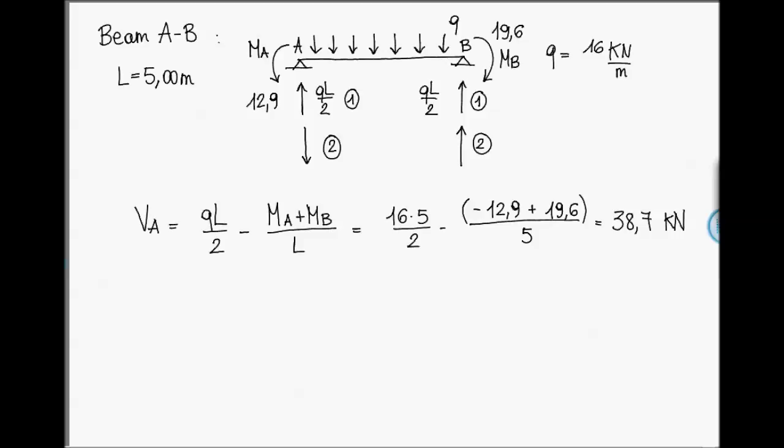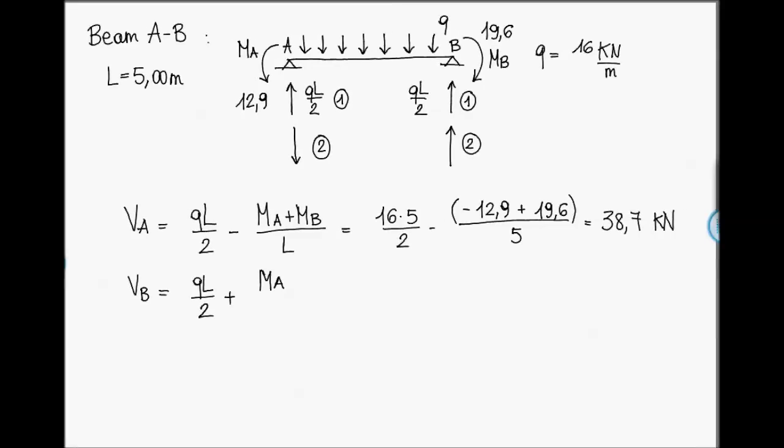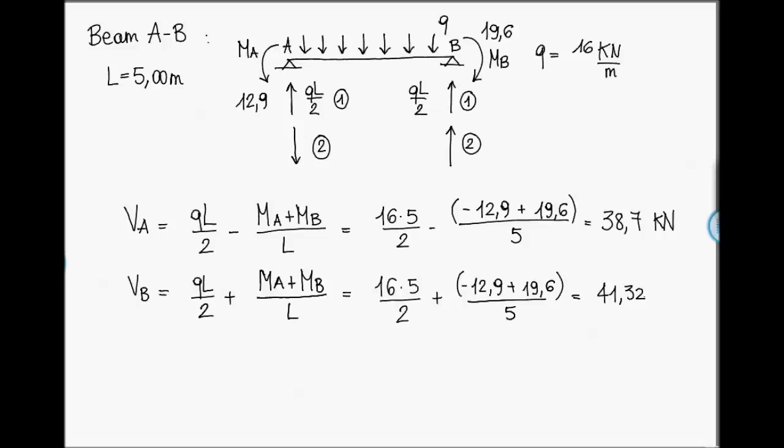The same thing we can do also for the shear in B. So we have QL over 2 plus, since in this case the two contributions have the same sign, (MA plus MB) over L. So 16 by 5 over 2 plus (minus 12.9 plus 19.6) over 5, which gives a shear equal to 41.32 kilonewton.